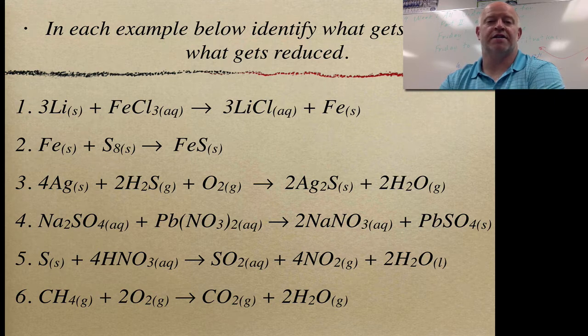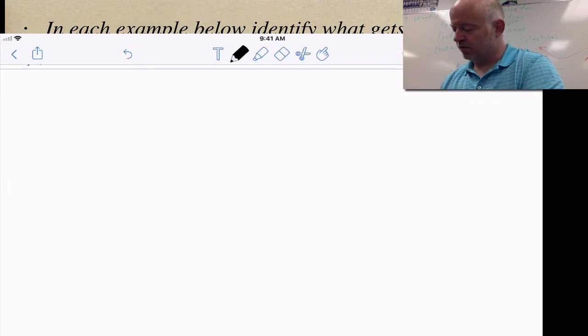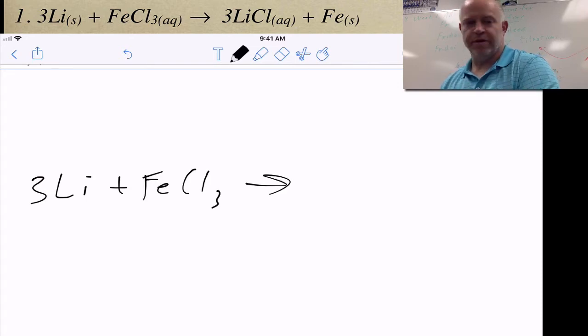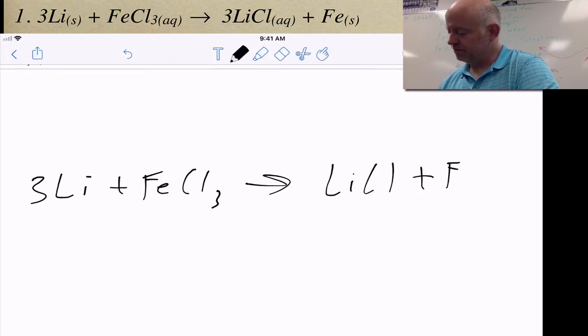and figuring out what is getting oxidized here and what is getting reduced. To do that, we really need to look at what is happening to the oxidation states for each one of these elements inside our compounds. We're going to start with number one and see what is going on there. If we take a look at number one, we have 3 lithiums, and we're reacting that with iron chloride, and we're making some lithium chloride and iron metal.